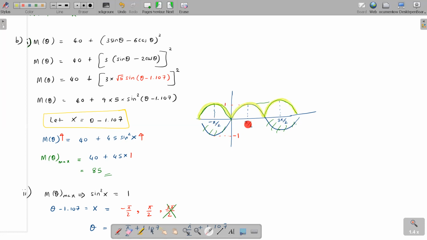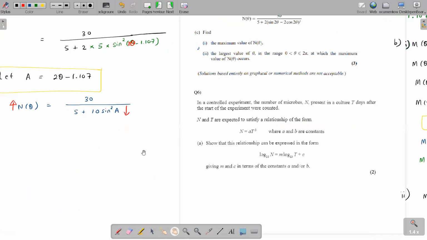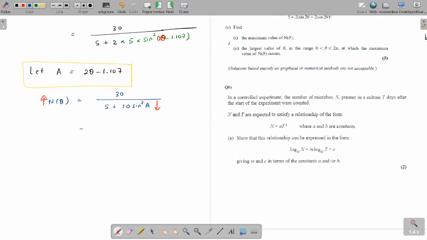So that means the smallest possible value you get for the sine square function is 0. Can you see? The smallest value is 0, and the highest value you get for sine square is 1. So we get here 30 over 5 plus 10 into sine square A, so that's 30 over 5 plus 0. So n theta maximum is 30 divided by 5, which is 6. Is that correct? Are you guys okay with that?